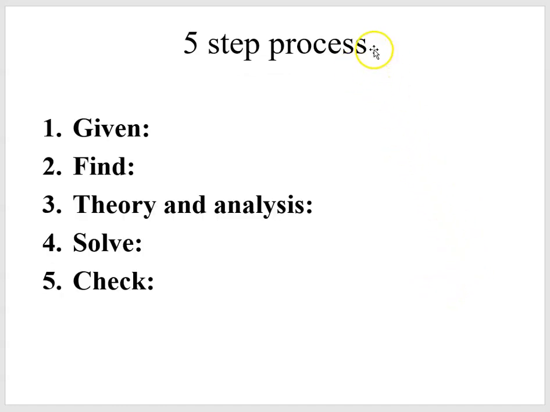We have a 5-step process that we use in the engineering department. We just label it: given, find, theory and analysis, solve, and check. You don't have to label each of these titles, but given what the problem is, I should be able to look at your work and know what it is you're solving, what you were given in order to solve for that problem. What is the reason that you think you can solve it this way?